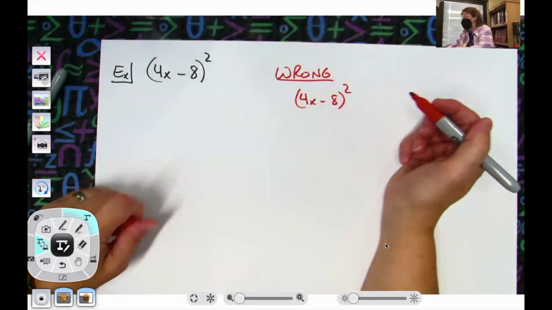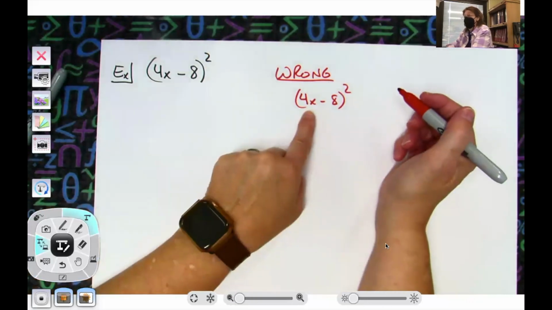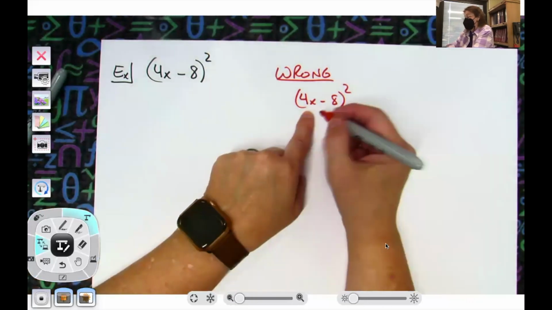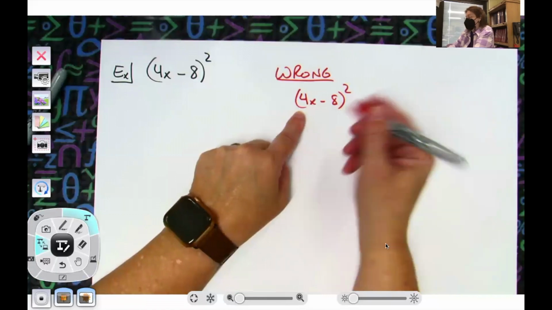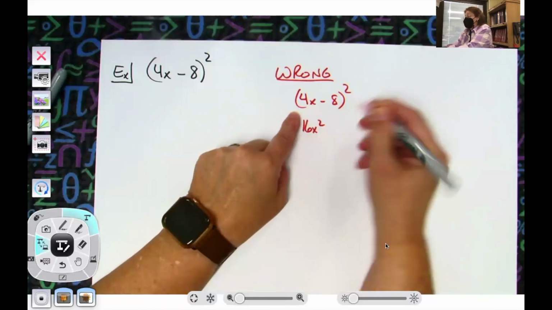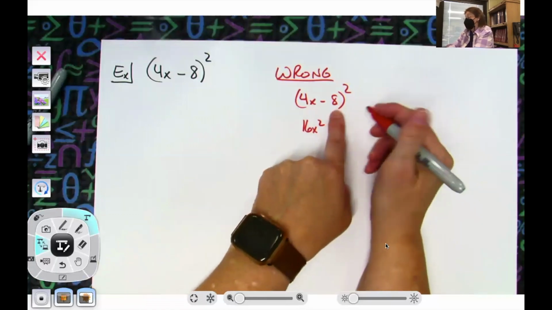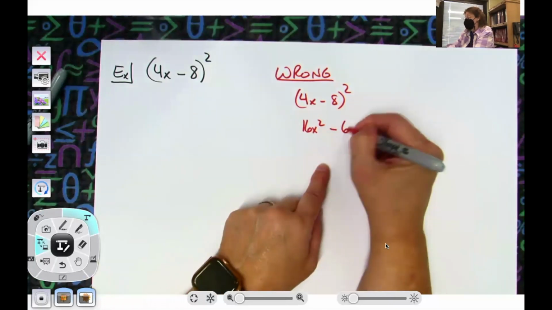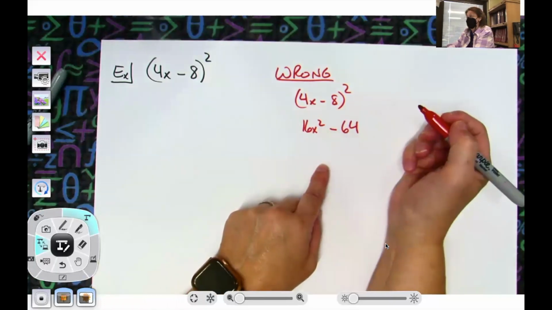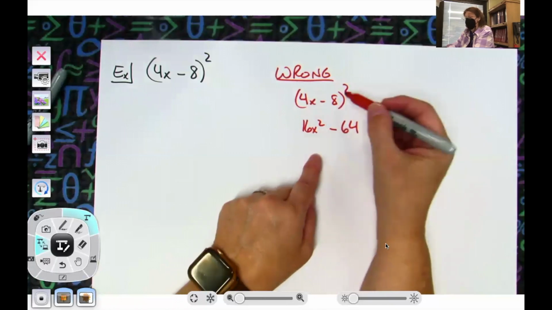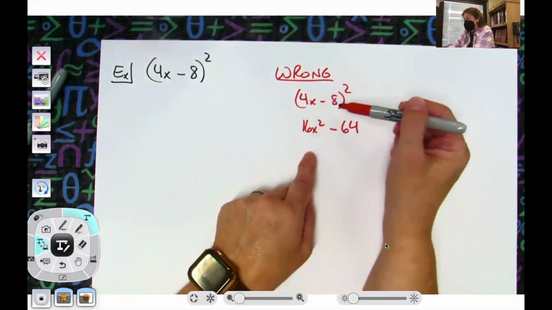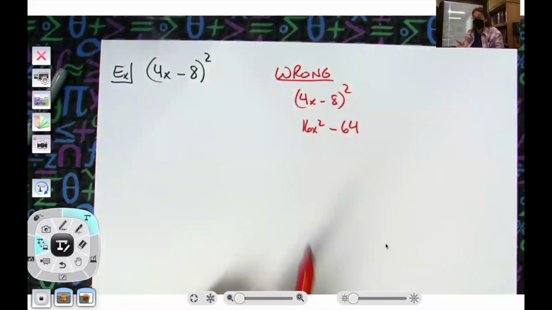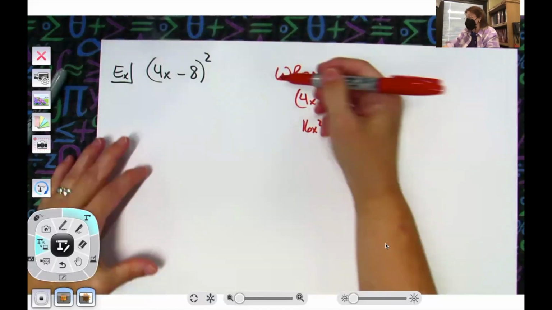I see a lot of people take this 4x and then square it, and they write down either 4x squared or they write down 16x squared. And then they square the second term, and they write down a minus in between, and they get an answer that looks like that. All right, that's the wrong way to do it. You cannot just square the first one and then just square the second one. That's just a common mistake of what people do.